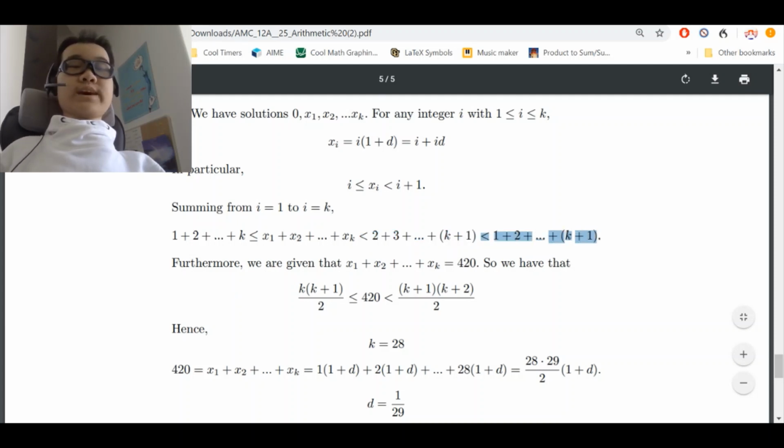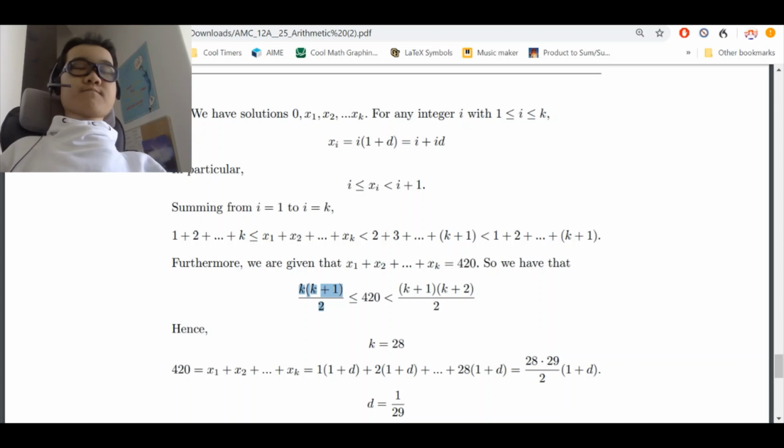And we're given that the sum of the solutions is 420. So we have that, by the sum of an arithmetic sequence formula, this becomes this, and then we have the 420, and then we have this, which is equal to this. So now we can solve this equation for k. It's pretty easy. K is an integer, has to be. So k equals 28.